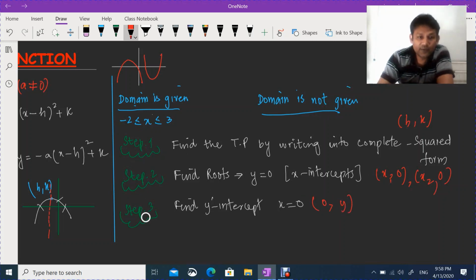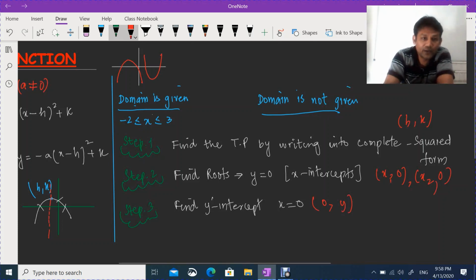These three steps will be used in both cases, whether you have a domain or you don't. But step number 4 will only be used when the domain is given. This step will not be used in the second case.